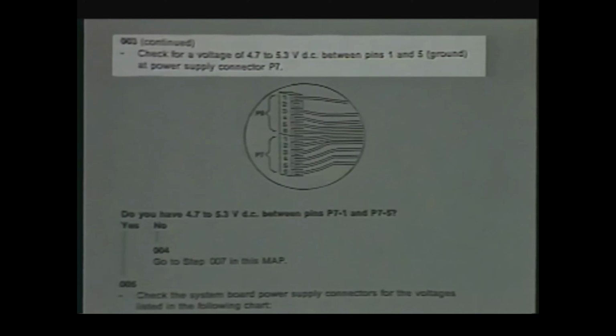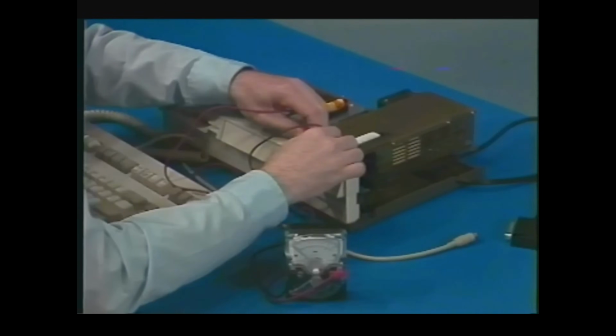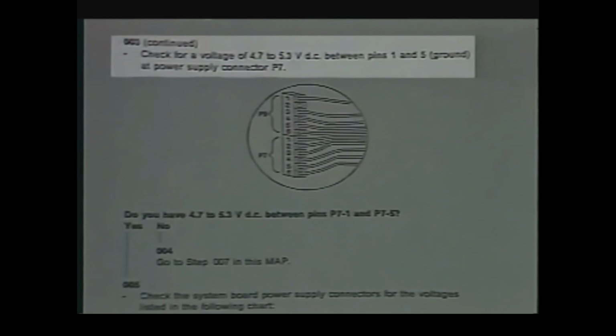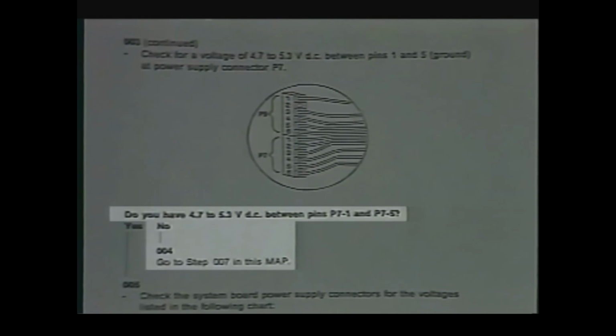Step 3 asks us to check the voltage between pins 1 and 5 on connector P7 again. The reading is still 0 volts. So we answer the question no. The no leg sends us to step 7.